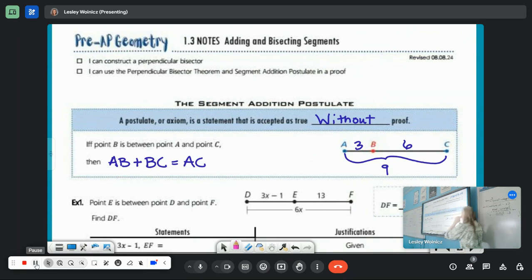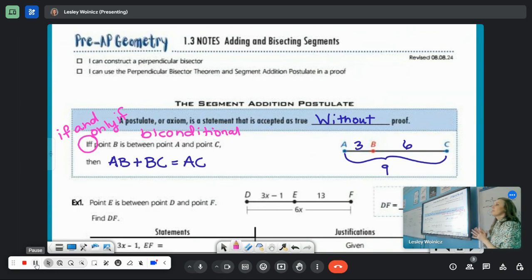Now, there's 2 F's in if. That's not a typo. Does anybody remember what this means? Good. Okay, now that, if you can't remember, is a biconditional statement. And what is special about that is that I can make conclusions going both directions. If I know that point B is between points A and C, I can say this. If I know that these two added together makes that sum, I know that B is between A and C. Okay, so it goes backwards and forwards.